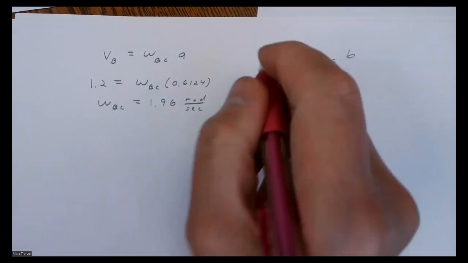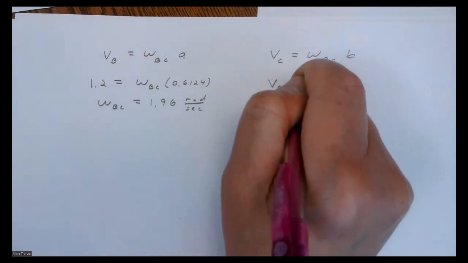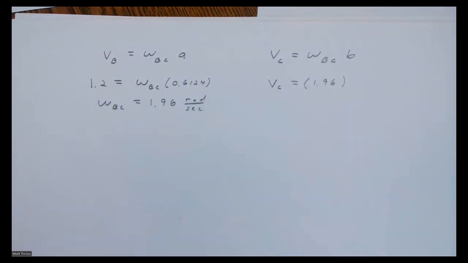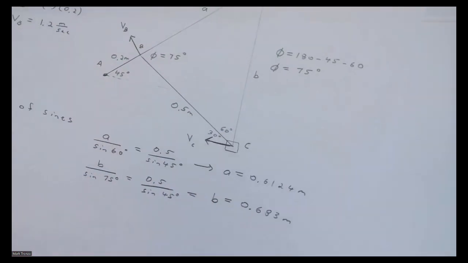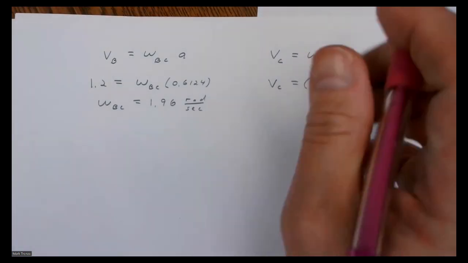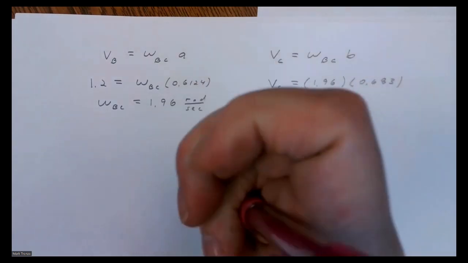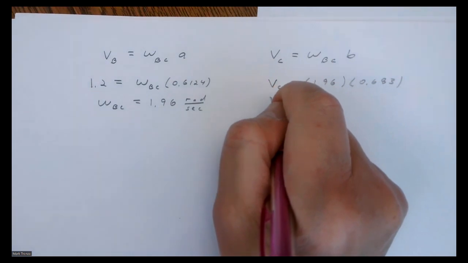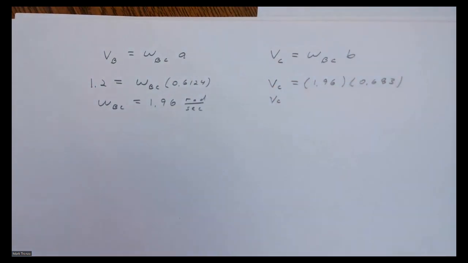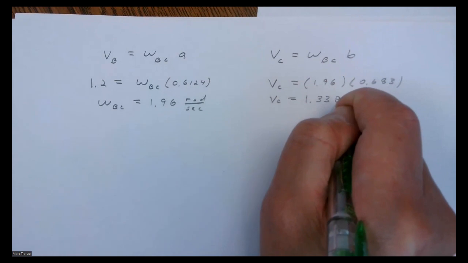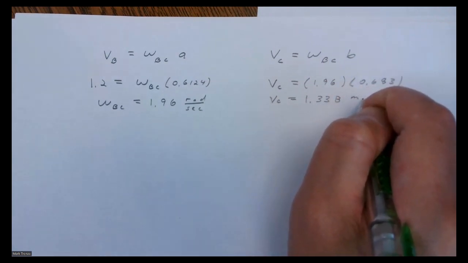Now we can use that to find the velocity of C, because we already found the length B was 0.683. And that's 1.338 meters per second.